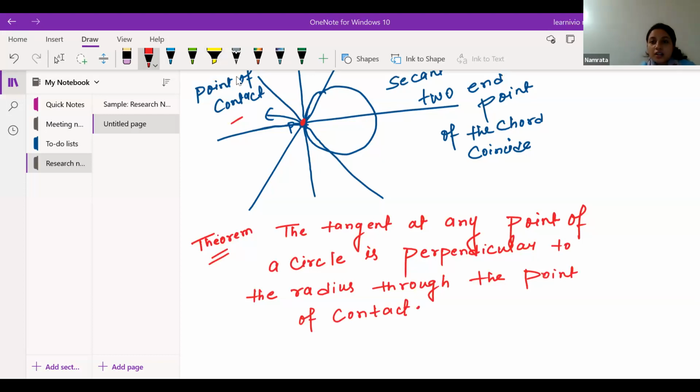So here, let's understand what exactly the theorem says. Can you see the theorem? Both of you, can you see the theorem?